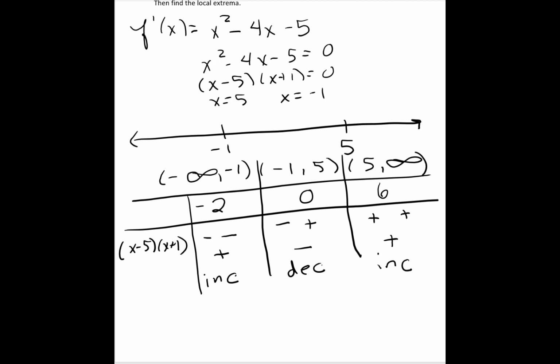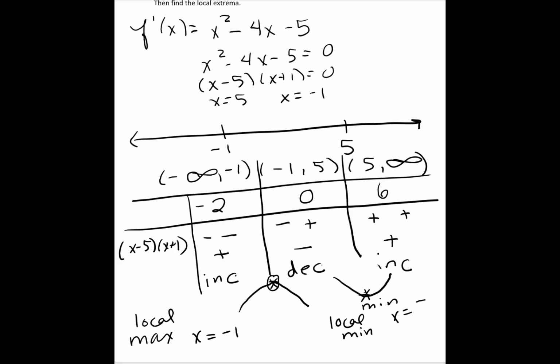Well, let's think this out. Increasing went up until it got to negative 1, and then it went down. So you can see what happens if I go up and then I go down. That means I get a maximum. So I have a max, and we can call it a local max, when x is equal to negative 1. And then it went down and then up, so down then up. We can look at that. That looks like a minimum. I have a local min when x is equal to 5.